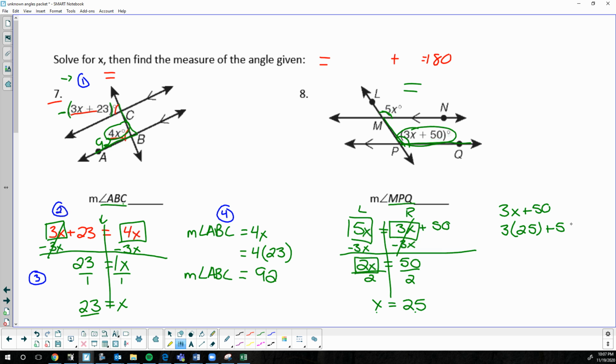plus 50. You can put this straight in your calculator, or if you want to do it out in steps, 3 times 25 is 75 plus 50. Then you put that in your calculator, 75 plus 50 is 125, which would make this equal 125 degrees. Okay?